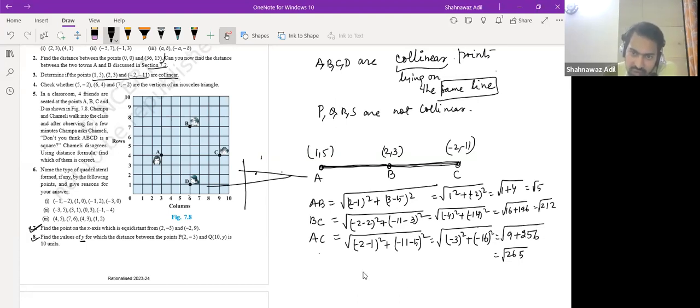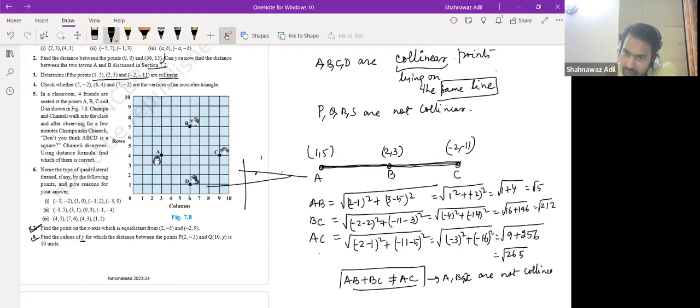So we can clearly see that AB plus BC is not equal to AC, which says that A, B, and C are not collinear. Understood? Please note it down and then do the fourth question.